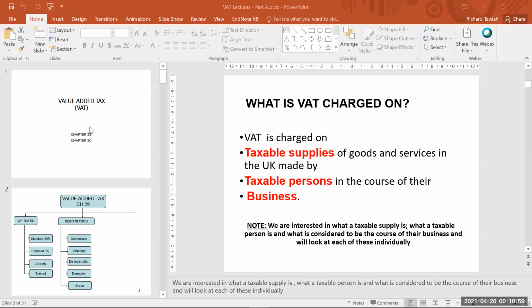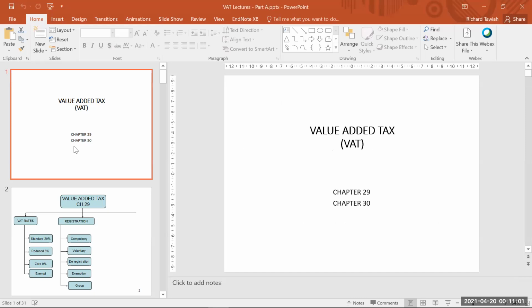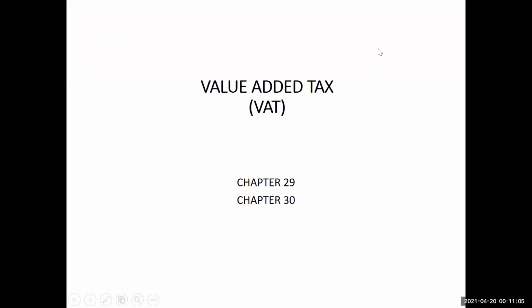Welcome once again. So we'll be looking at value-added tax. We'll be looking at two different sections in this particular segment. First and foremost, we'll be looking at two chapters of the core text, principally chapters 29 and 30. This particular segment will be focusing on chapter 29, and the next presentation will look at chapter 30.